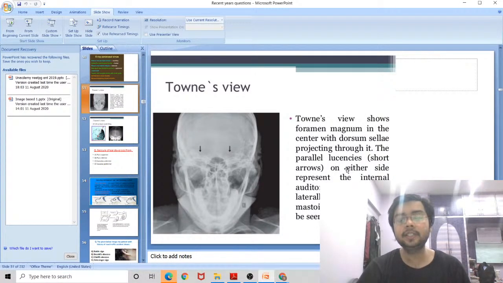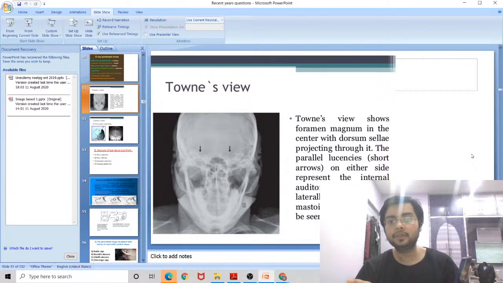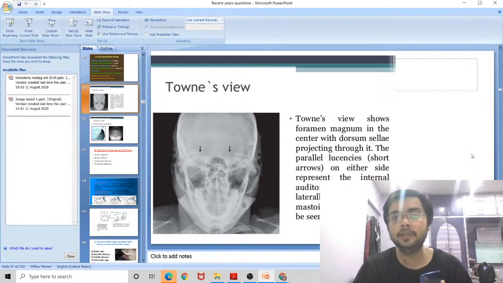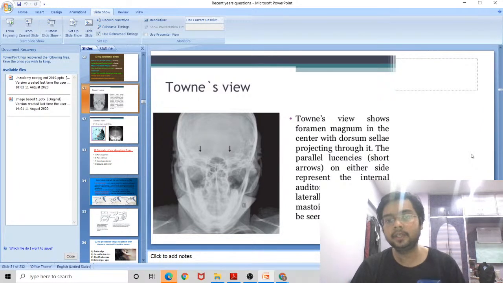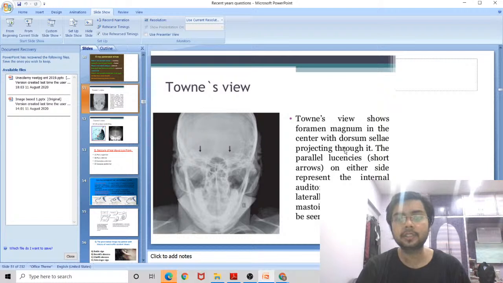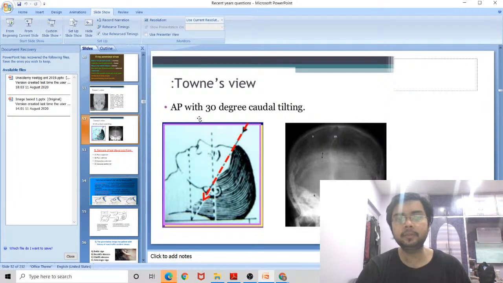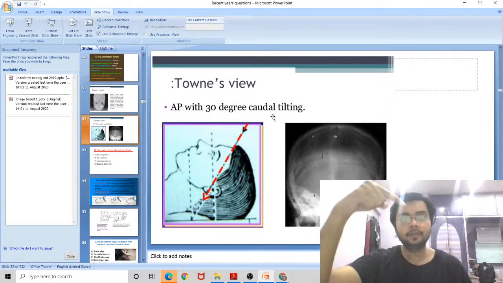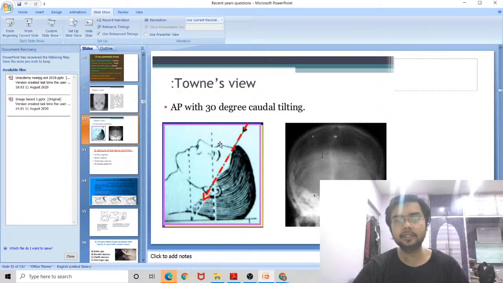And one more is the Towns view. In Towns view, you can see both of the petrous parts of the temporal bone. It shows the foramen magnum in the center with the dorsum sellae projecting into it. So this is your Towns view, with a 30-degree caudal tilt. This figure is for Towns view, and here you can see both the petrous parts of the temporal bone.